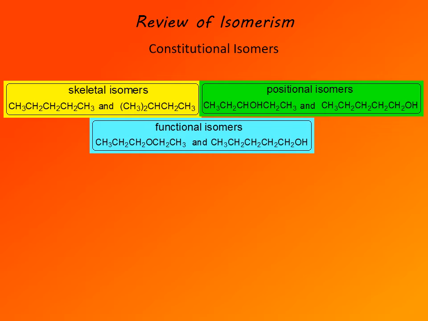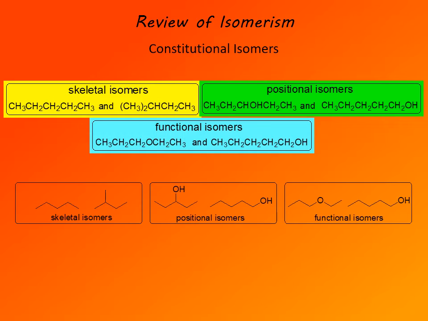So here you have those three examples shown as condensed formulas. Now the same examples are shown as line formulas. And you can see how much easier it is to identify each type of isomer from the corresponding line formula. So skeletal isomers, clearly from the line formula, you can see the two skeletons are different. Positional isomers, clearly you can see that we have a straight chain of 5 carbon atoms in each compound, so identical carbon skeletons, but the OH group is in a different position. And finally, functional isomers, it's easy to see that these two compounds have different functional groups.